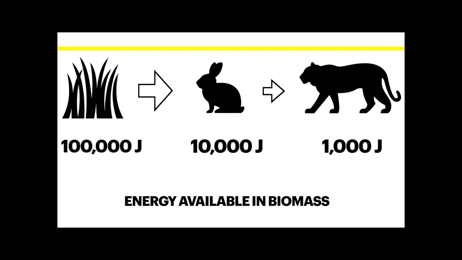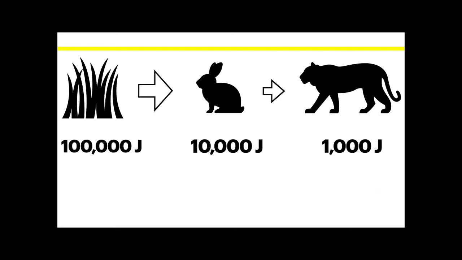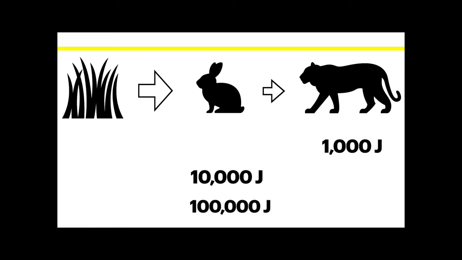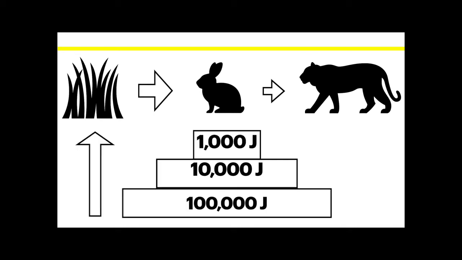Some of it's going to lose its heat through movement, through undigested materials. So when the cheetah eats the rabbit, it's only getting 1,000 joules. That's 1,000 joules that were available in the growth of biomass in the rabbit. So if we align this like a pyramid by size, the producer's always at the bottom, so it's got the most energy. Primary consumer's second level, it's got less energy. The secondary consumer's got even less energy.